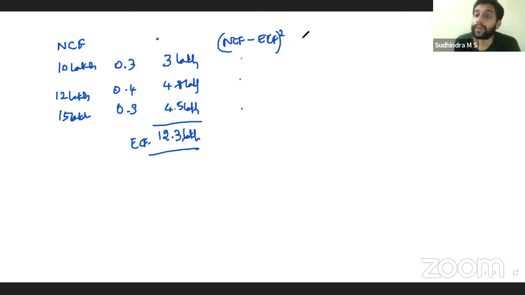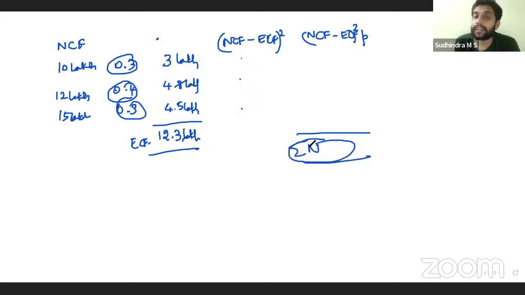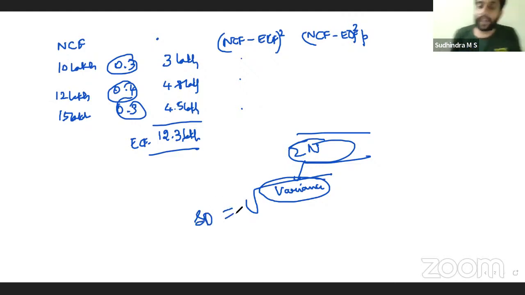Then what would we do? F into X minus X bar, the whole square. So net cash flow minus expected cash flow, whole square, into P instead of F. So that into 0.3, 0.4 and 0.3, you'll get that summation. That itself is variance. The square root of that is standard deviation. So variance helps us to understand the level of risk a project might face. Are we clear with this? Yes, sir.